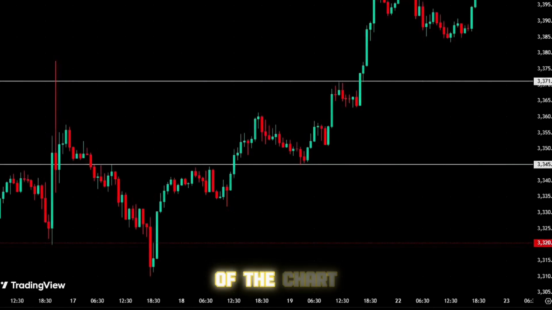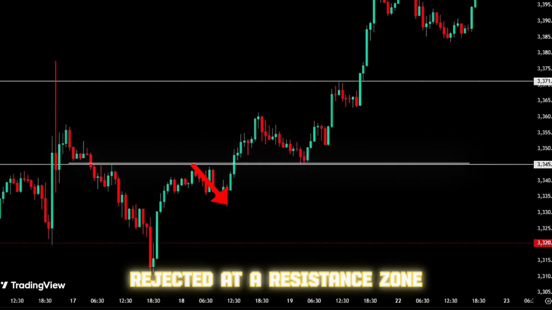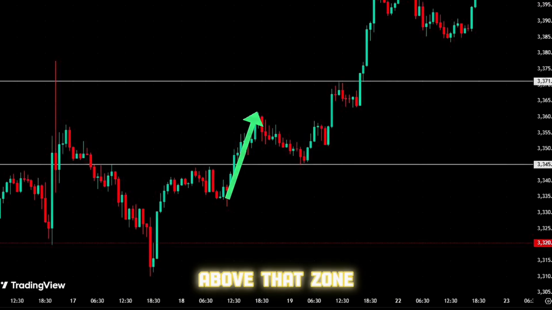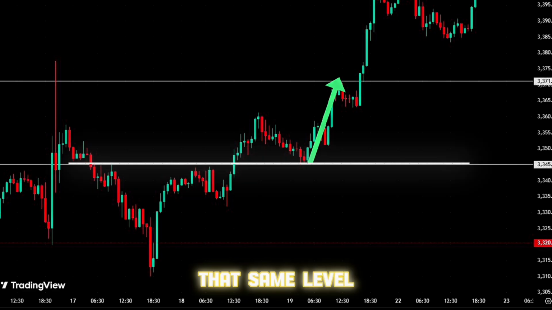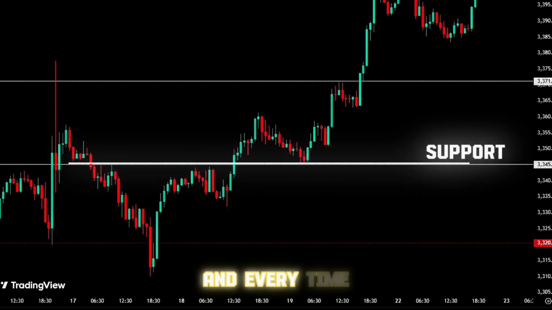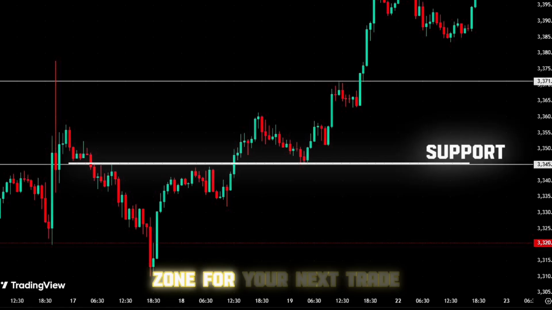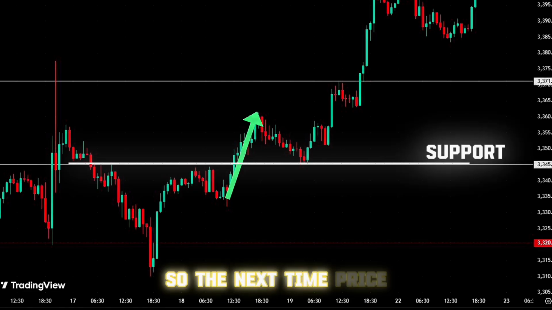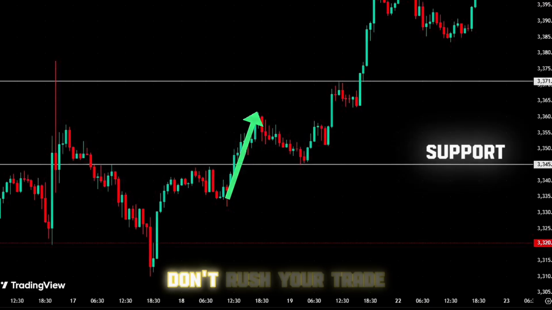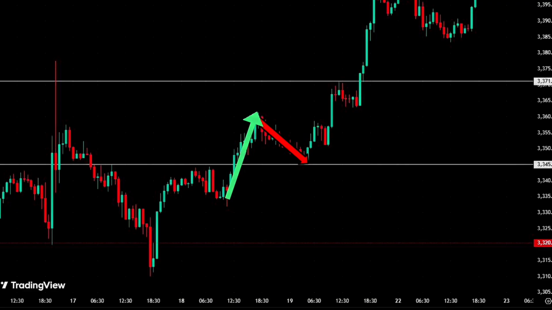In this part of the chart, price was rising and got rejected at a resistance zone. But once it breaks above that zone and comes back down to retest, it bounces from that same level. This means the old resistance has now become support, and every time this flip happens, it creates a high probability zone for your next trade. So the next time price breaks through a major level, don't rush your trade. Wait for the retest. That's where smart traders look for confirmations and better entries.